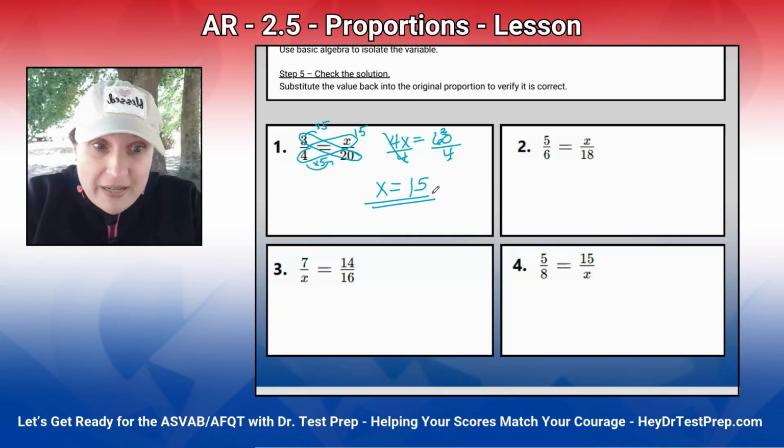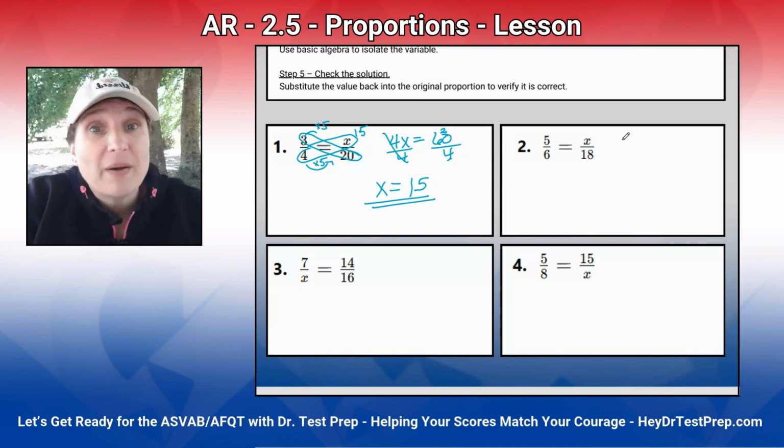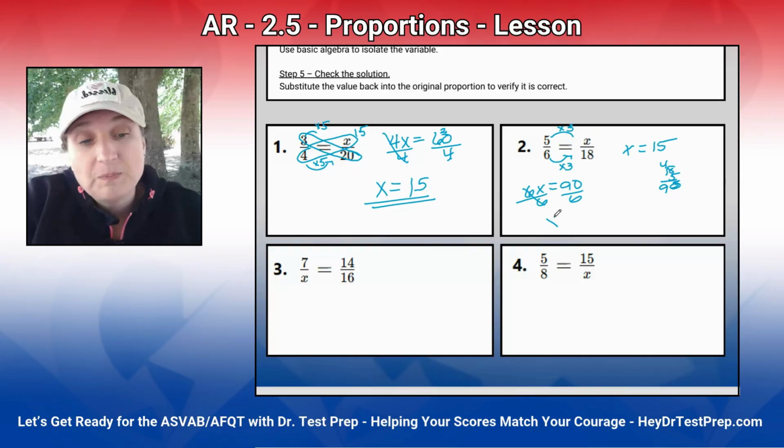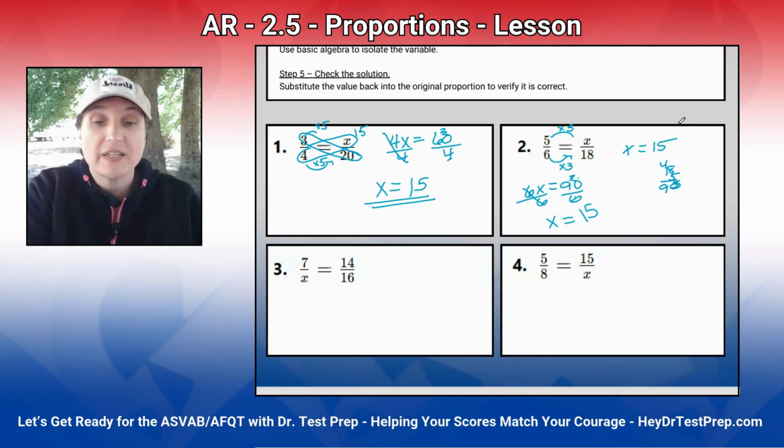All of these have easy patterns for multiplying across, but that won't always be the case. Here, 6 times 3 gives us 18. 5 times 3 gives us x equals 15. Or we could have done 6 times x is 6x. 18 times 5, I don't want to do that in my head. It's been a lot of math today, is 90. And then divide both sides by 6. 6 goes into 9 one time with 3 left over. 6 goes into 30 5 times, so 15 altogether.